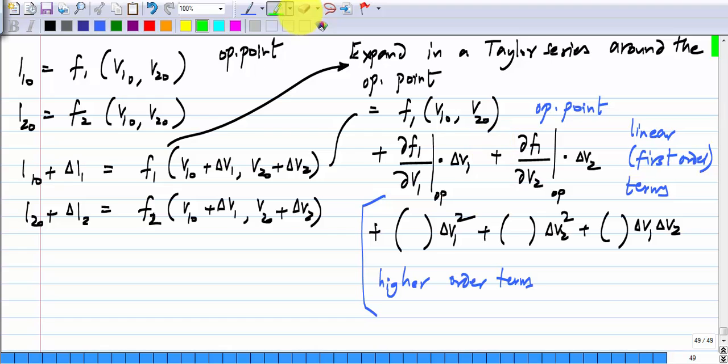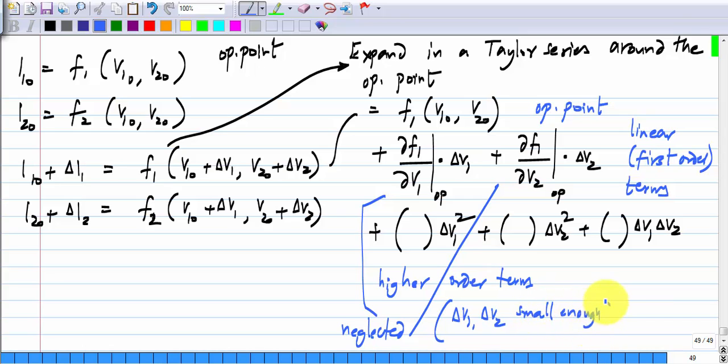So, you can always put some limit on the size of delta V1 and delta V2, so that these higher order terms are negligible. And that is the only way to define the limits for this incremental small signal analysis. That depends very much on the nonlinearity and the operating point you choose and so on. I say neglected, what I really mean is delta V1 and delta V2 are small enough so that these can be neglected.